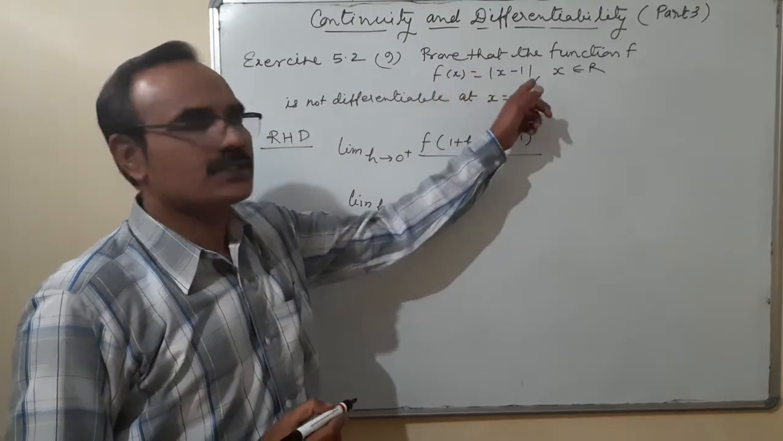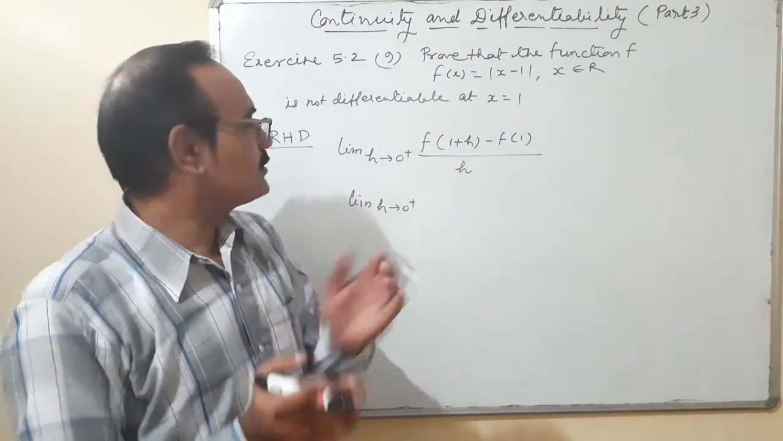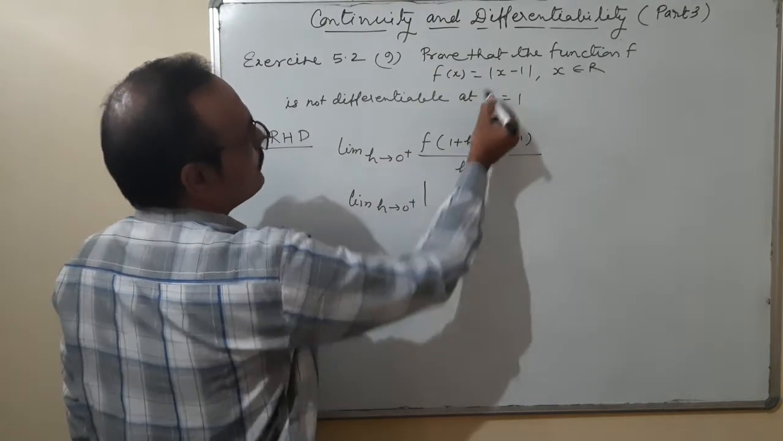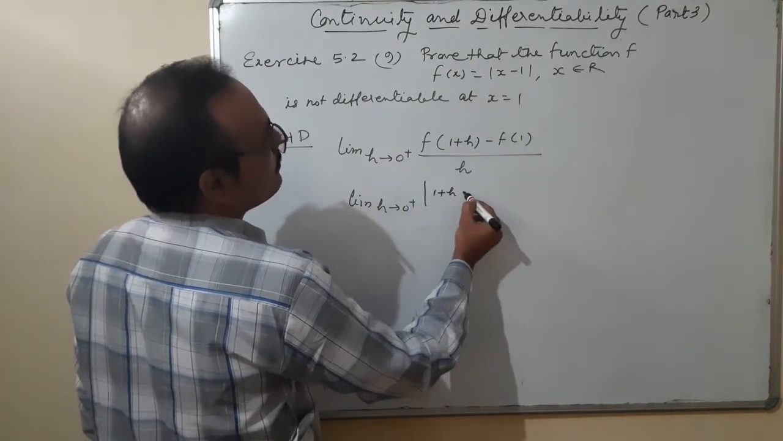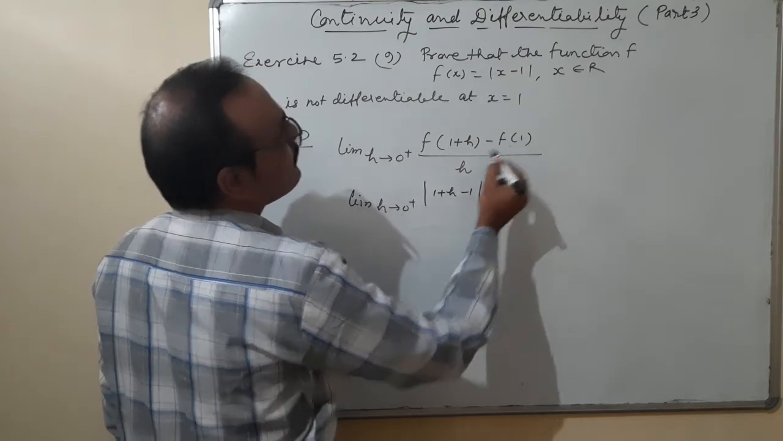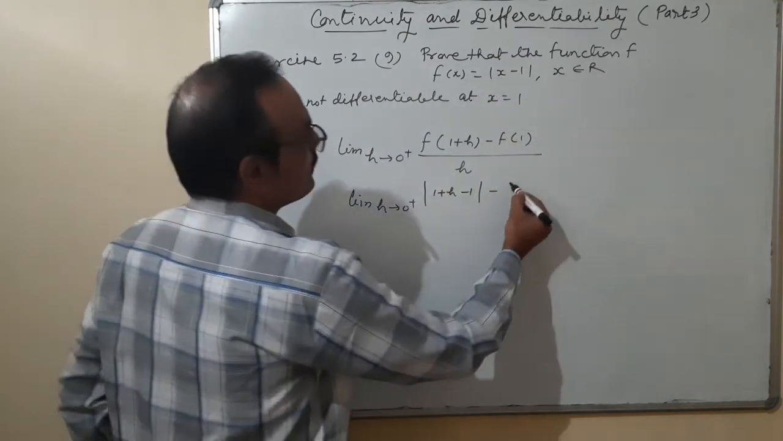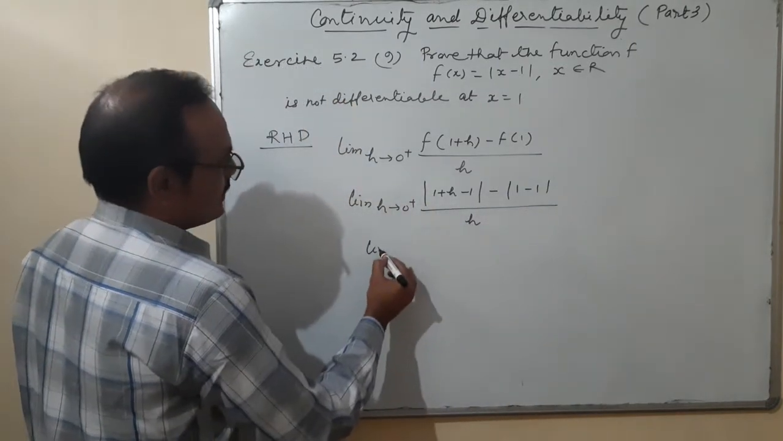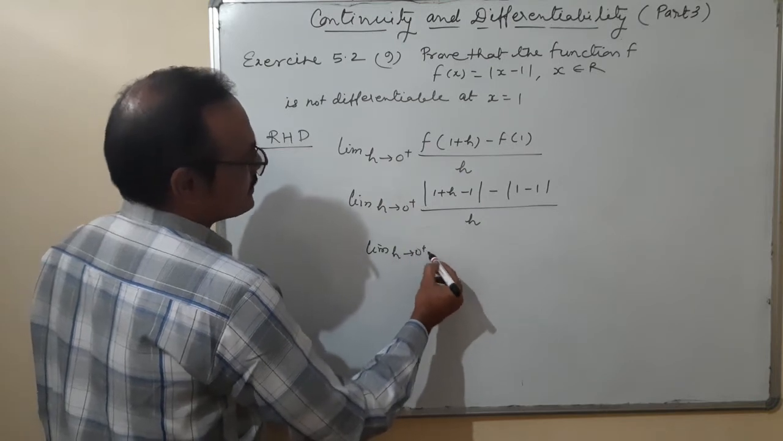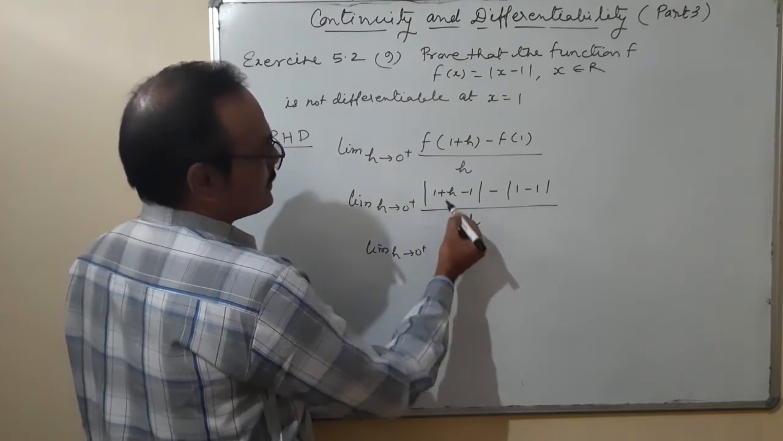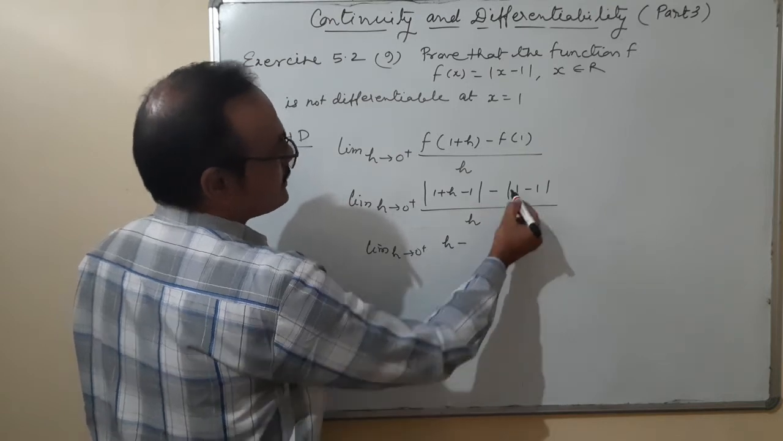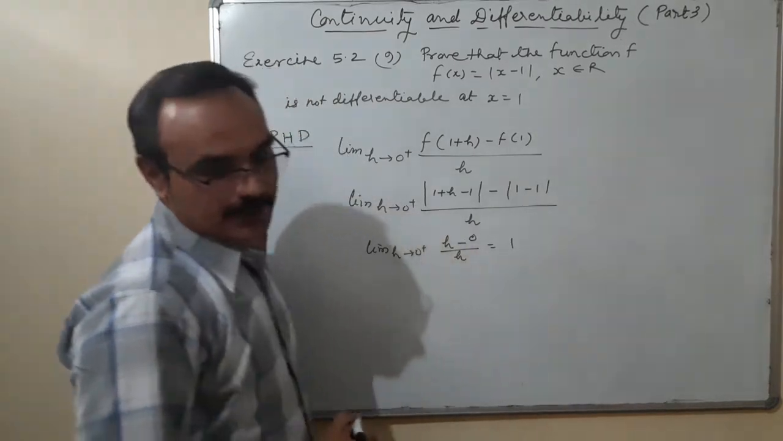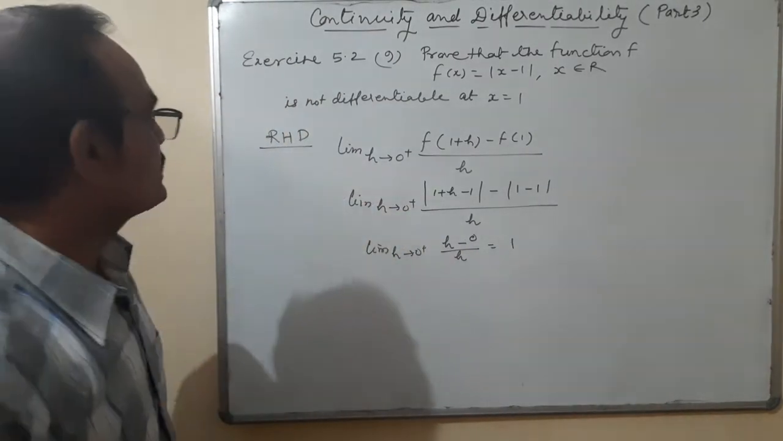Since f of x is equal to mod x minus 1, so where there's an x, we have to put 1 plus h. So if I put here 1 plus h, the term is coming mod 1 plus h minus 1 minus f of 1. f of 1, that means simply I'll put here 1. So it is 1 minus 1 upon h. So the result is limit h tends to 0 plus mod h minus 0 upon h. So h cancels, the result is 1. Is that okay? So that means the right hand differentiation is 1.